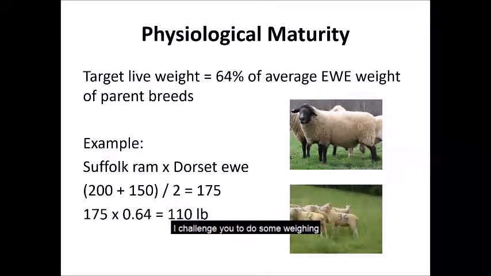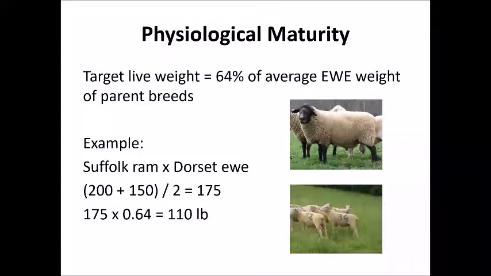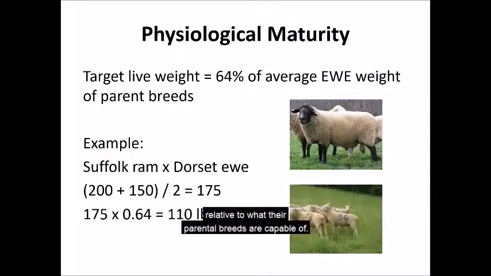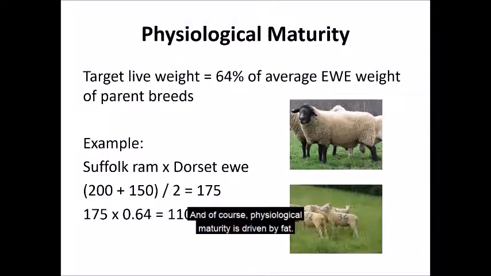I challenge you to do some weighing and see where you are with your target carcass weights relative to your ewe flocks, because there's a lot of opportunity for inefficiency here if we're marketing lambs too early or we're trying to get them too heavy relative to what their parental breeds are capable of. Okay, this is not a hard and fast rule, but it's a pretty good rule of thumb. And of course, physiological maturity is driven by fat.